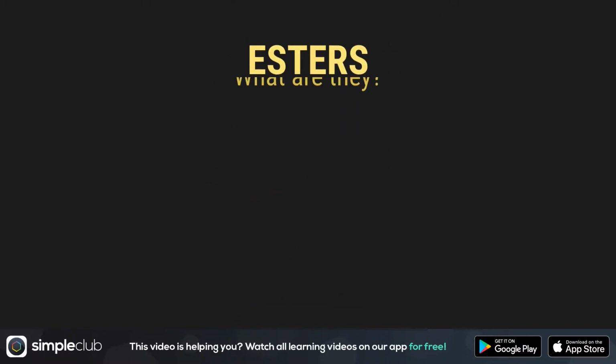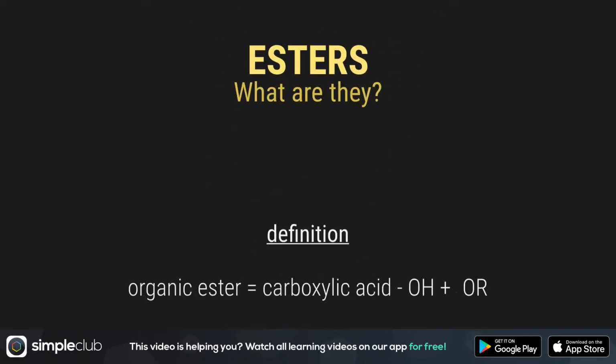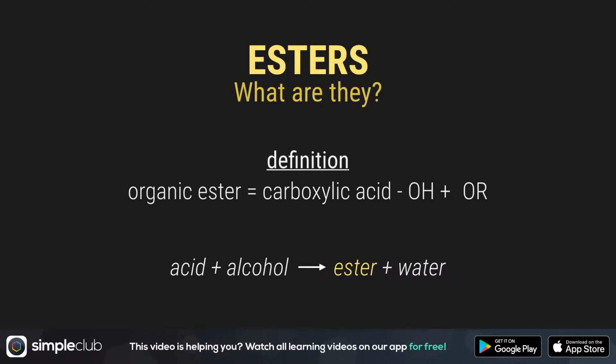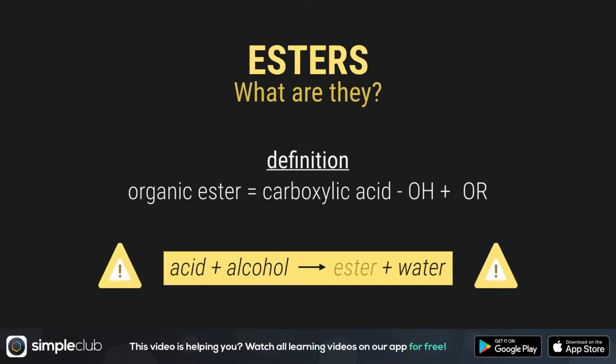So, esters. What are esters? By definition, an organic ester is what you get when you take a carboxylic acid and swap out the OH group for an alkoxide. And that little bit of info is really good to know when trying to understand what's called esterification, the process by which esters are made. Esterification always seems to follow the same pattern. An acid and an alcohol yield an ester and water. You're gonna want to remember that.